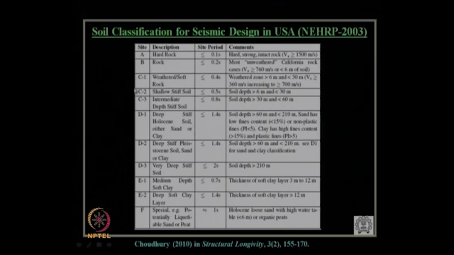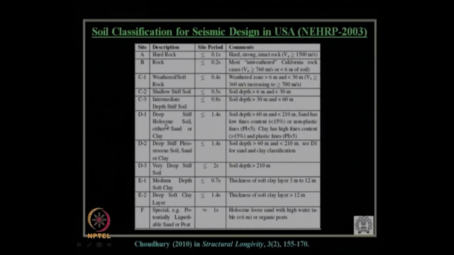Then within site classification C, there are sub classifications C1, C2, C3. C1 classifies weathered or soft rock with this site period value and Vs value with the range between 360 to 700 meter per second. For C2, the soil depth should be between 6 meter to 30 meter, and this is the site period where shallow stiff soil is available. And C3 is intermediate depth stiff soil, where site period is this much and soil depth can be between 30 meter to 60 meter. Then site classification D, again subclassified into D1, D2, D3.